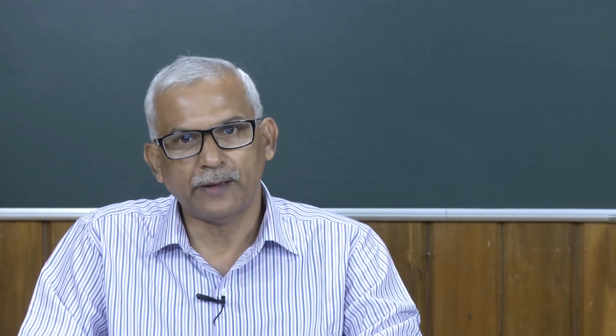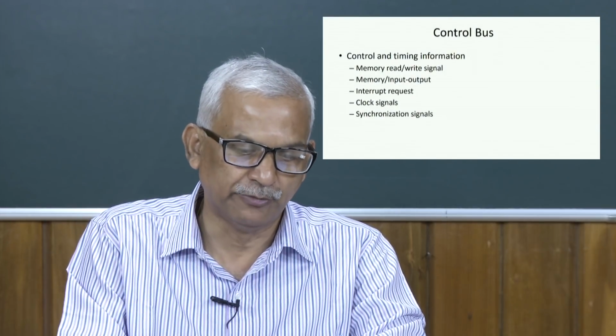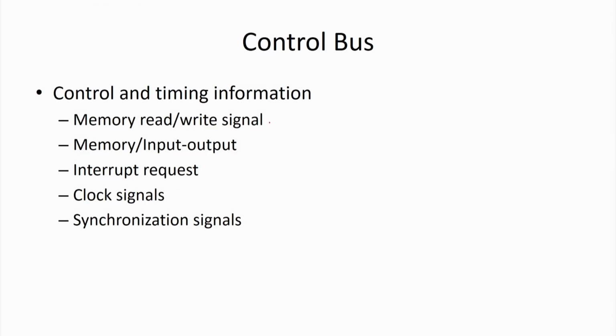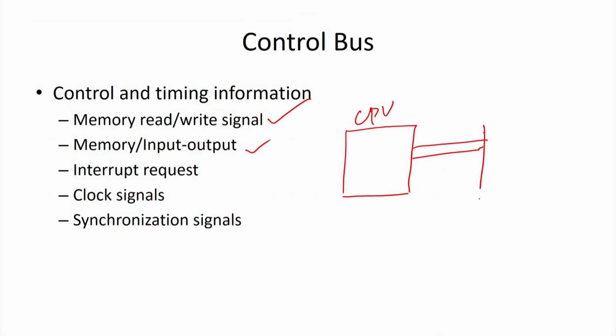Like that, we have a control bus. Already I have said that we may have a control signal called the read and write signal, through which we either read the memory or write into the memory. We may put in another control signal, which is known as memory and input output. Just see that this is my processor. Through this particular address bus we are connecting to the memory location.